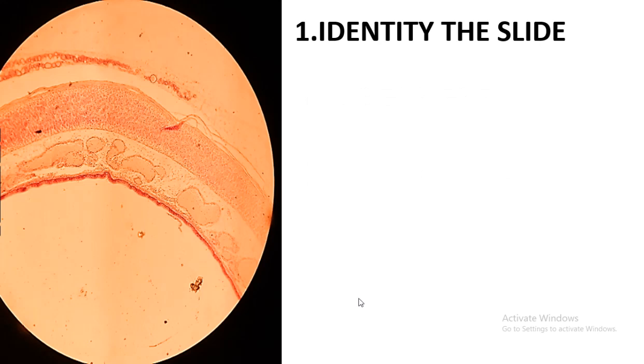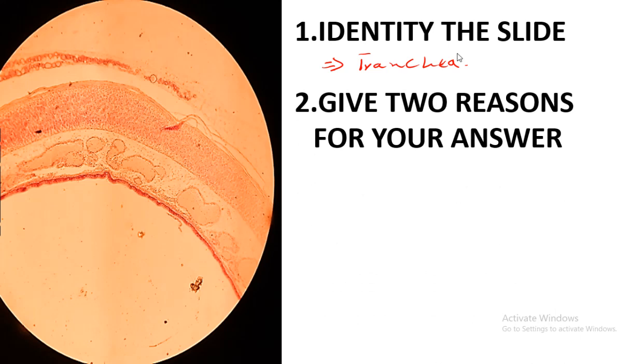Okay, let's quickly move on and look at the next slide. Our question is identify the slide. This is a very easy slide to identify, and this is just the trachea. Then you have been given two reasons for your answer. There are so many reasons you can give. You can talk about the epithelium here, though you can't really see it, but this type of epithelium is just the pseudostratified columnar ciliated epithelium.